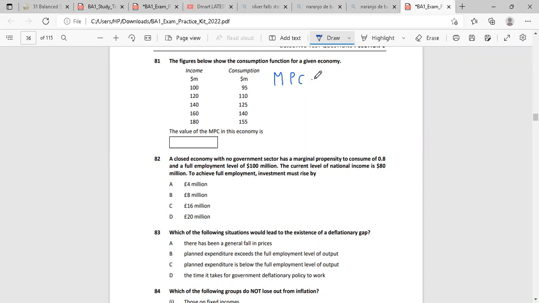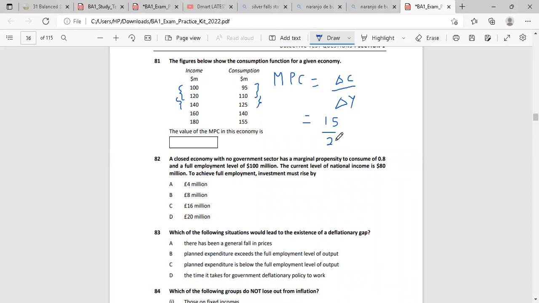There is a pattern of change in the data given. Yes, the consumption increases. The pattern is we see income going from 100 to 120, then 120 to 140. Every time there is an increase by 20. So when the income is increasing by 20, what is the increase in the consumption? It is 95 to 110, then 110 to 125, so 15, 15. Consumption is increasing by 15, and the change in income is by 20.